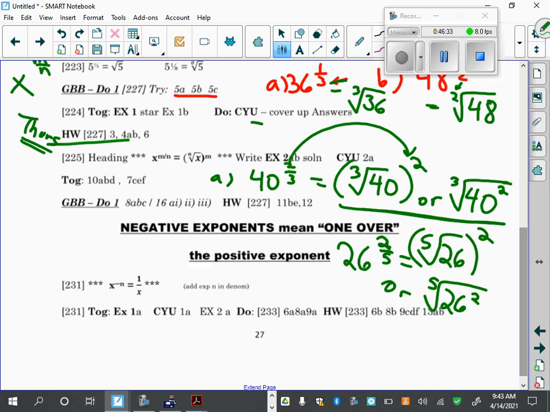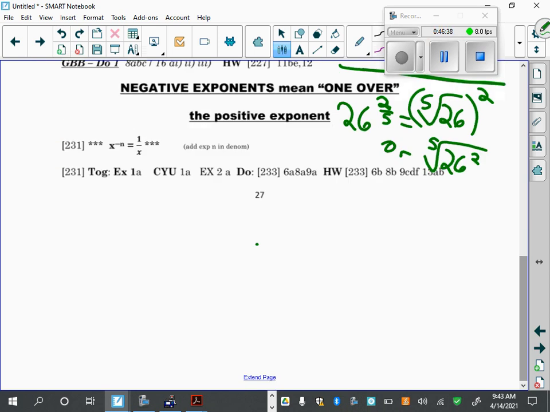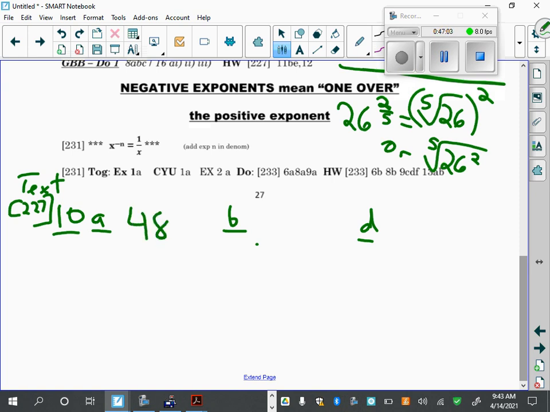Now let's get into more of the questions that you're going to see. So this is textbook number 10. ABD is what we'll do together. Go ahead and write this. This is textbook, just so you know where we are, page 227. So 10A is 48. It says evaluate 48 to the 2/3.